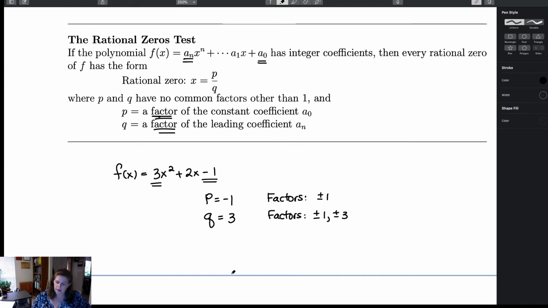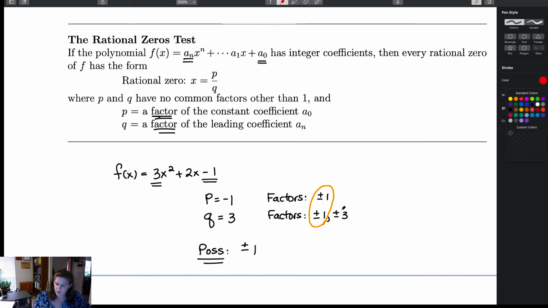So as far as when we put together all the possible rational zeros you could have, possible options include all combinations of these numbers. So I could have, for example, 1 over 1. So that results in positive and -1, 1 over 1.